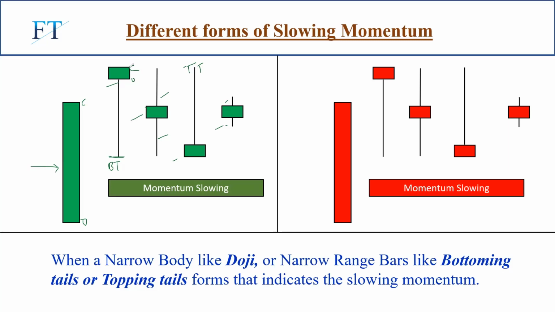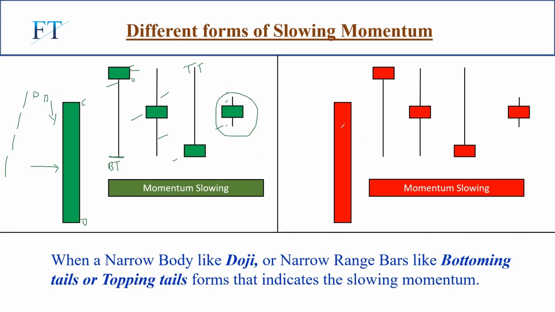On the other side, we have this narrow range bar which has completely stopped the momentum. So let's say, for example, you have good momentum forming in the market, and then you have such kinds of bars forming. That is giving us a message that the momentum has completely stopped, and prices might either consolidate or come down soon.